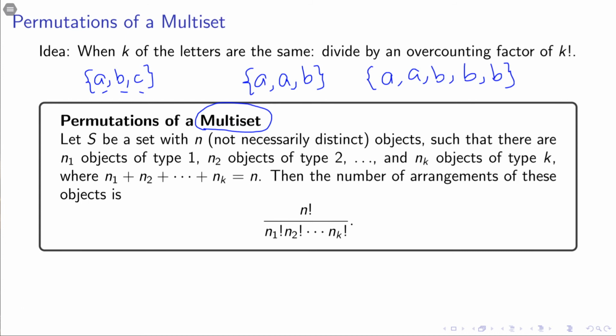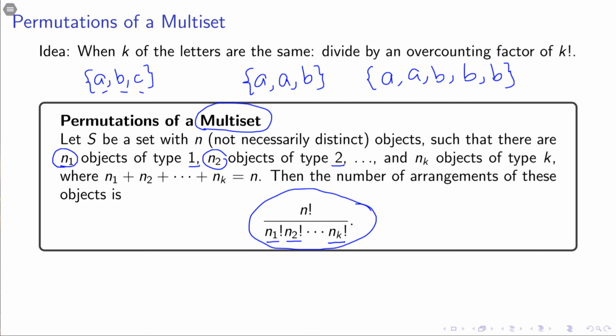And so this formula says you just have to count how many objects you're rearranging and then how many duplicates you have for each type. So if you have n1 of type 1, n2 of type 2, and so on, then you're dividing by n1 factorial, n2 factorial, all the way to nk factorial. And that's it. So that's the formula for permutations of a multiset.